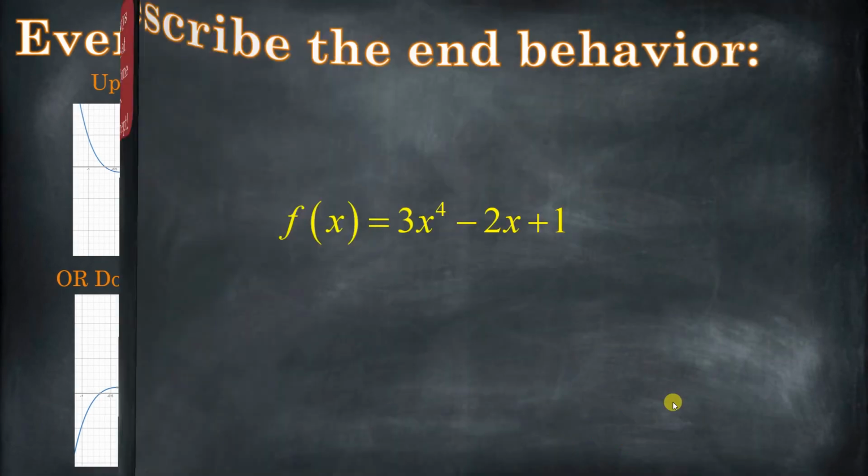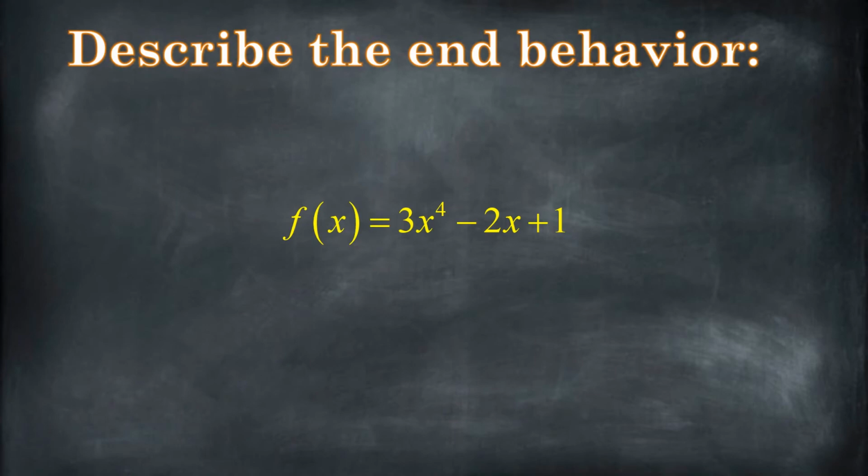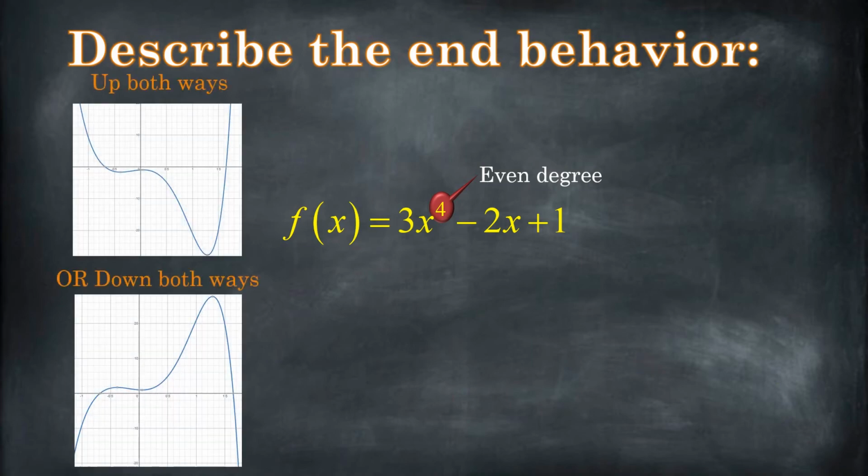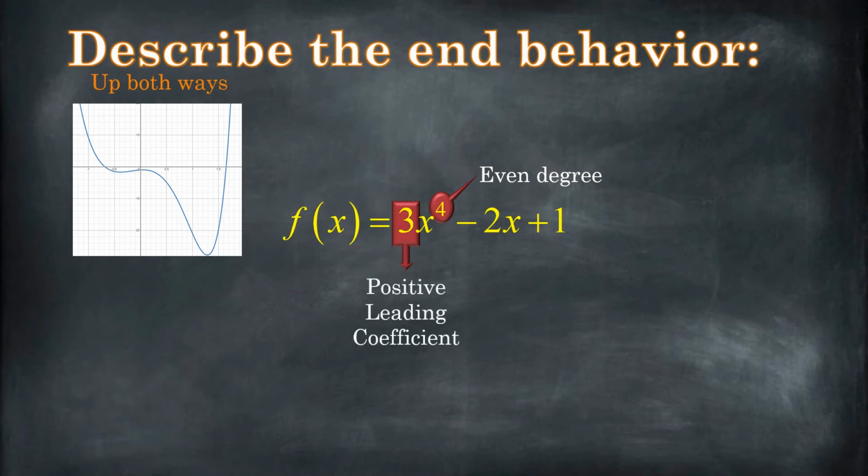Let's see a few examples of this so we can make it crystal clear, right? So let's say you're given this function, 3x to the fourth minus 2x plus 1, and you're asked to describe the end behavior. Well, first thing you're going to do is you're going to look at the degree. This is an even degree. It's a power of 4, right? So that means it's either going to go up both ways or it's going to go down both ways. To determine which it is, all you got to do, look at the leading coefficient. This one's positive. So it's going to go up both ways.